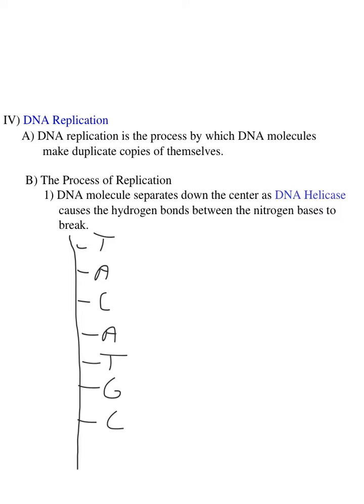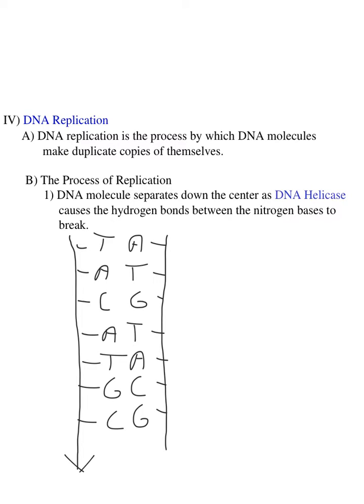And if that's the left half, then you can figure out what the right half should be. So in your mind's eye, think of sugar, phosphate, sugar, phosphate, sugar, phosphate. And adenine always matches up with thymine. Thymine with adenine. Guanine with cytosine. Thymine with adenine. Adenine with thymine. Cytosine with guanine. And guanine with cytosine. And so on all the way down throughout its length.